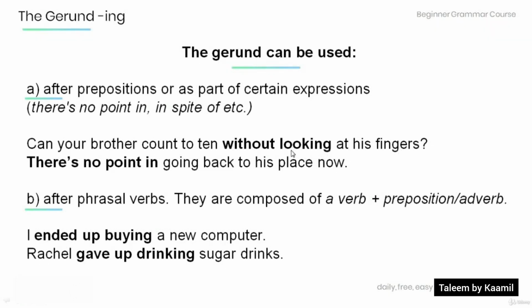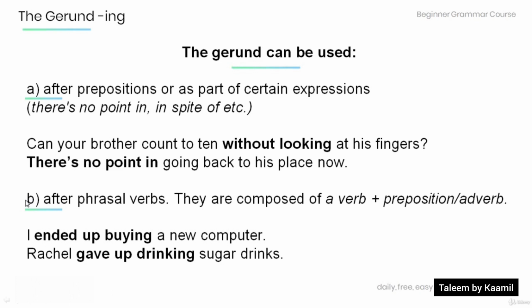In this sentence, the gerund looking is used after the preposition without. And in this sentence, there's no point in going back to his place now. The gerund going is used after the expression there's no point in.